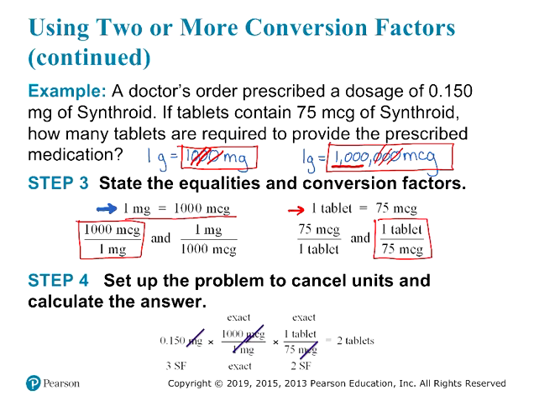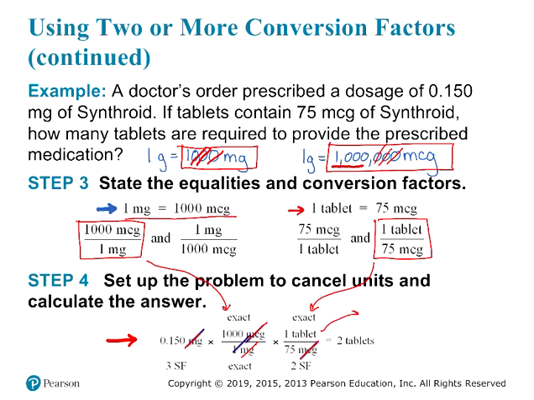Okay, so when we're setting up this problem, we're going to start with our given value of 0.150 milligrams, and then we're multiplying that by our first conversion factor, 1,000 micrograms over 1 milligram. And then we're going to multiply that by our second conversion factor, 1 tablet over 75 micrograms. So then milligrams will cancel and micrograms will cancel, and we're left with tablets as our final unit.